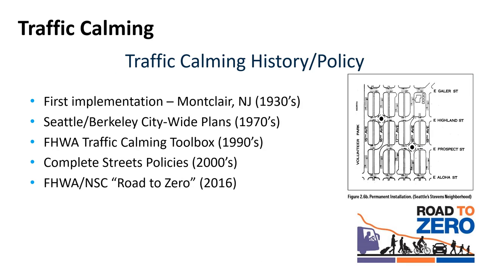Right, for that. History of it, the first implementation, I guess, was Montclair, New Jersey. I didn't know that, right? 1930s. Seattle then kicked in, Seattle and Berkeley in the 1970s for that, with these traffic calming measures. Federal Highway Administration started a traffic calming toolbox that came out in the 1990s. That's when it kind of caught on.